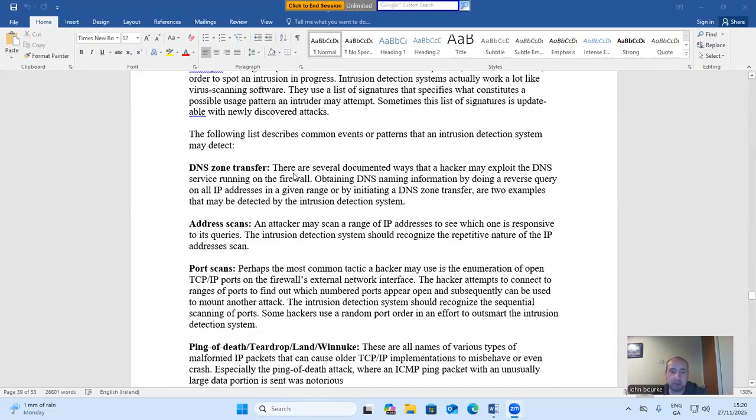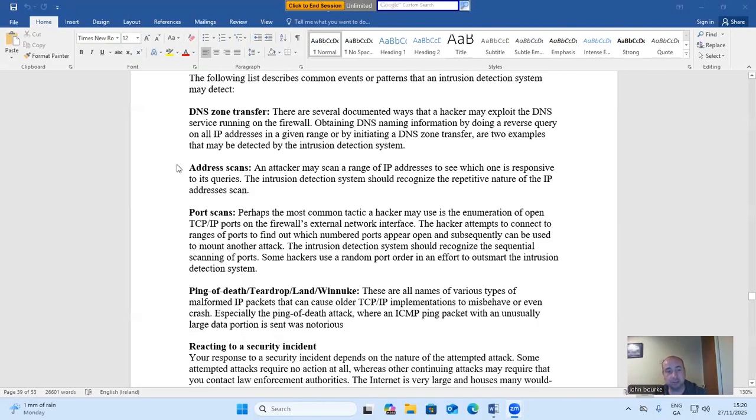DNS zone transfer. There are several documented ways that a hacker may exploit the DNS service running on the firewall. Obtaining DNS naming information by doing a reverse query on all IP addresses in a given range or by initiating a DNS zone transfer are two examples that may be detected by the intrusion detection system.